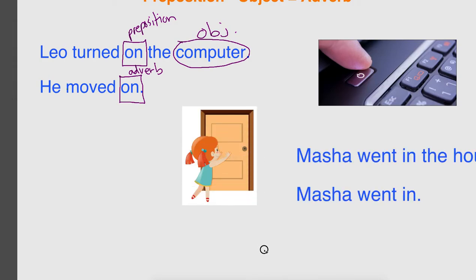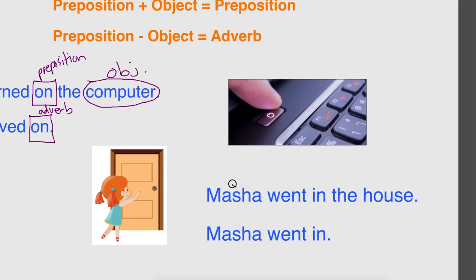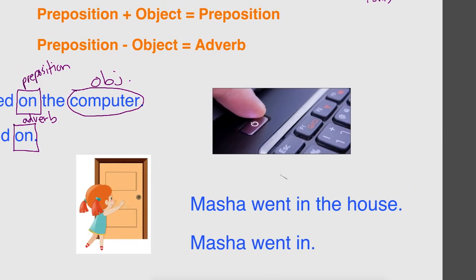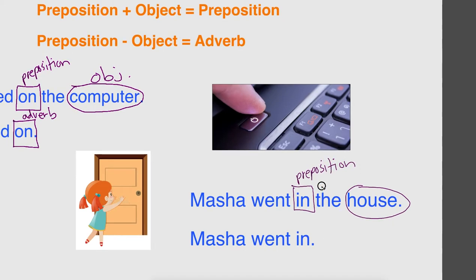So here's the next one. Masha went in the house. All right. So what's the word that could be a preposition here? The monkey ran what? The monkey ran in, right? The box. So "in" could be a preposition or an adverb. Let's see. Is there an object attached to it afterwards? The house. Yeah. There is an object, or there is a noun, right? Next, following the word. Okay, so this is a preposition, right? And this is the object.